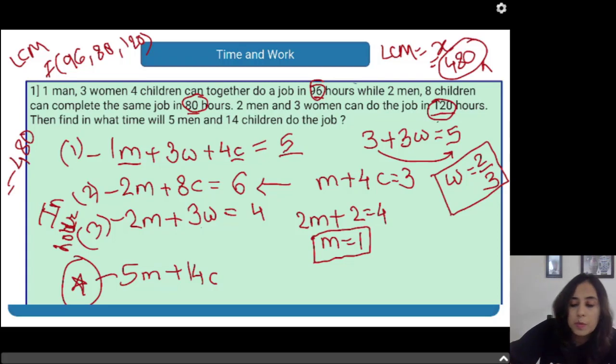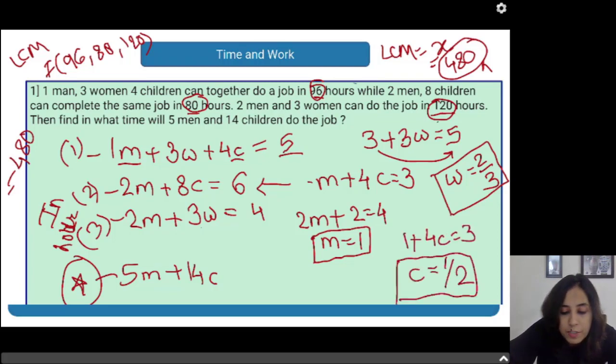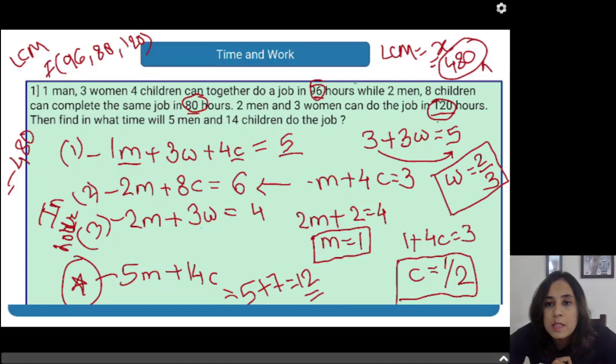Now let us substitute all these values here in this particular star equation. So I have 5M, which is 5, plus 14C, which is 14 upon 2, which comes out as 7. So the value comes out as 12. What does this mean? This means that in 1 hour, 5 men and 14 children, they are manufacturing 12 units.